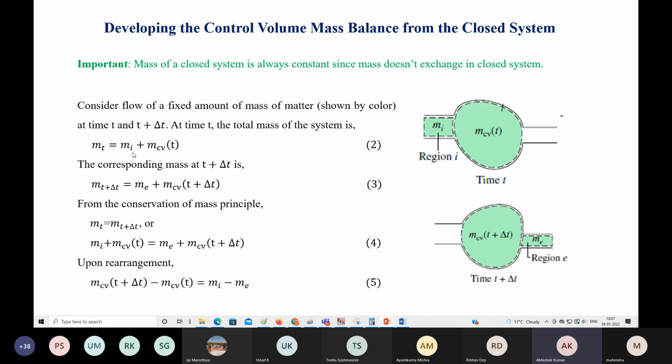At time equal to t, this is the amount of mass inlet plus the amount of mass in the control volume at t. At time equal to t plus delta t, this is the amount of mass leaving. Here, this is the mass within the tank at that particular time. Then the conservation of mass principle: whatever mass is coming is leaving after a certain time. Mass cannot be created, mass cannot be destroyed, right? Conservation of mass, both we are equalizing.